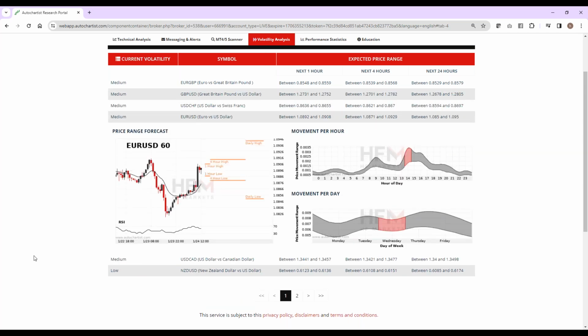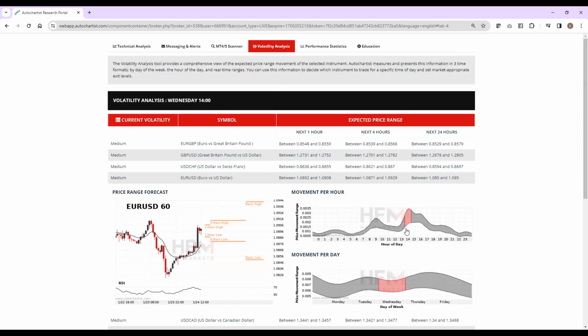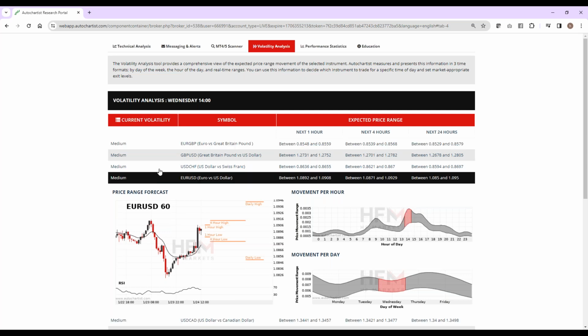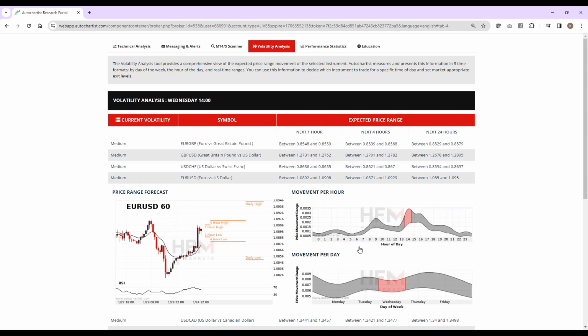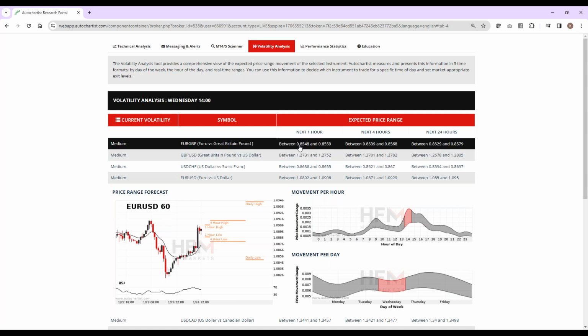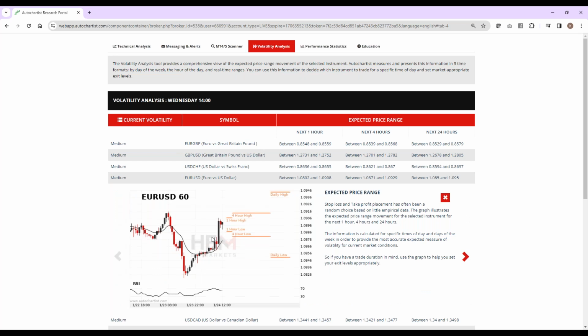Euro dollar. What is euro dollar? It suggests that for the next hour, we could see it moving up to 35 pips, the maximum. So from 15 up to 35 pips, the maximum. So within, what is it? For the next hour, so between, yeah, here we are.